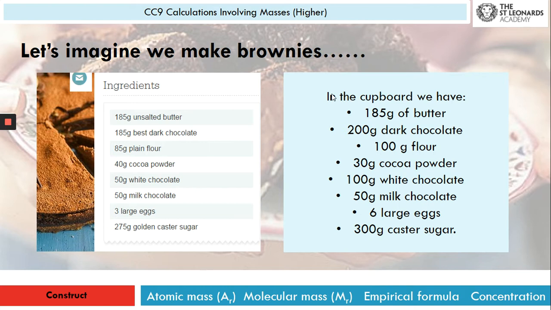And then it says we need 40 grams of cocoa powder, we've only got 30 grams of cocoa powder. So that is going to be our limiting reactant because we don't have enough, so that controls how much we would produce. Then we've got 100 grams of white chocolate, that's double the amount, so that's in excess. Right amount of milk chocolate, double the amount of eggs, and more caster sugar. So again, those are in excess.